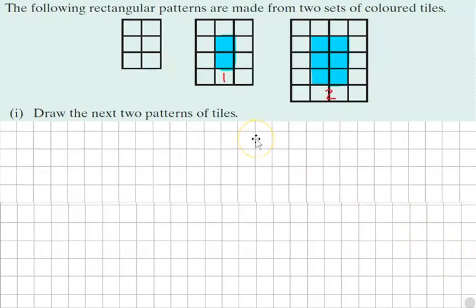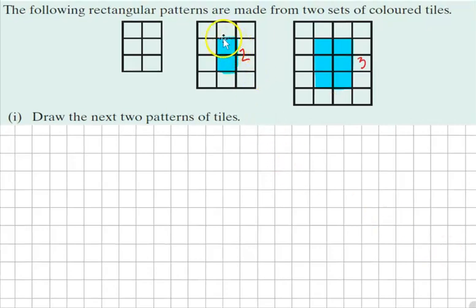In terms of the blue tiles, there are no blue tiles in the very first term. In the second term, the blue tiles also create a rectangle, and that rectangle has a base, a width of 1 square. In the next term, it has a width of 2 squares. So in the next one, it will have a width of 3 squares, and in the next one, it will have a width of 4 squares.